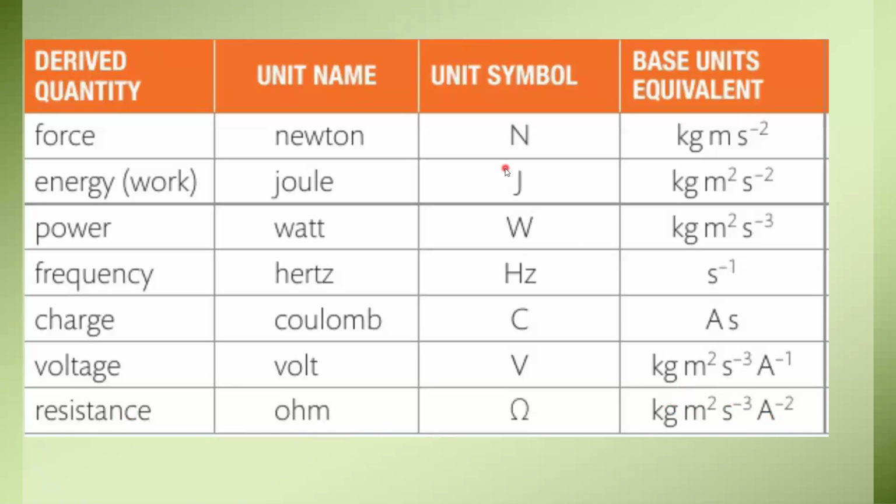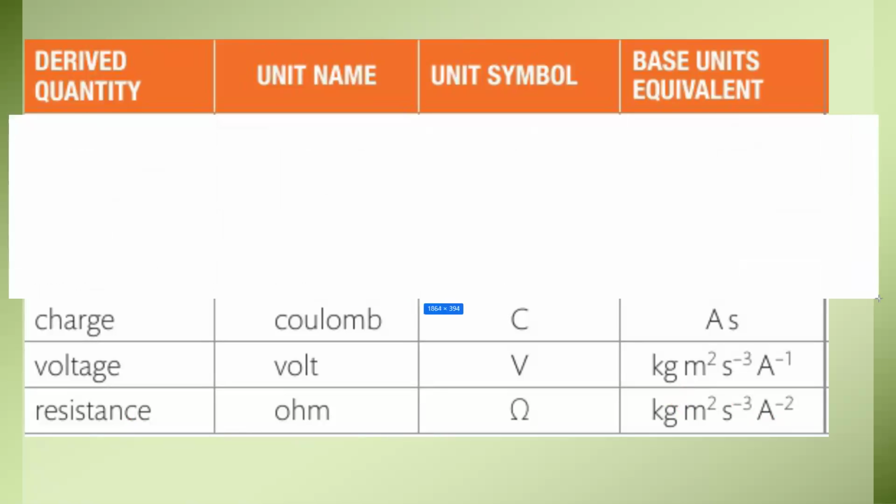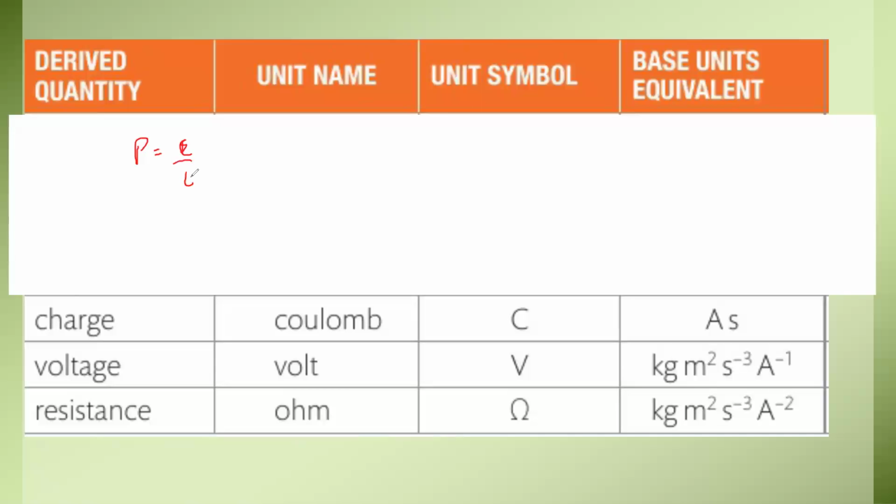For example, a student asked a question: if we use electrical power, would we get a different unit? Actually, it will give the same unit. When we use the formula power equals energy divided by time, our final answer was kilogram meter square second raised to power minus 3.